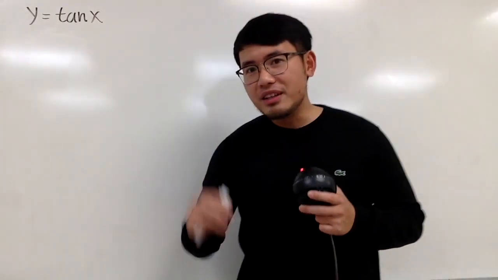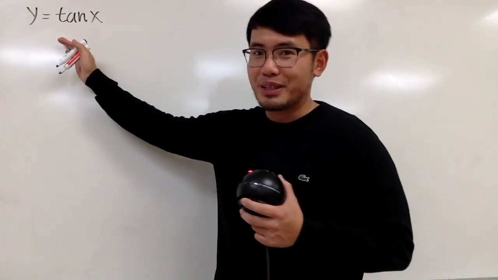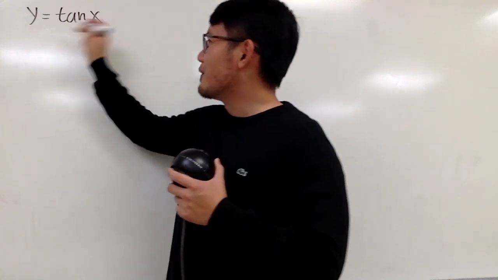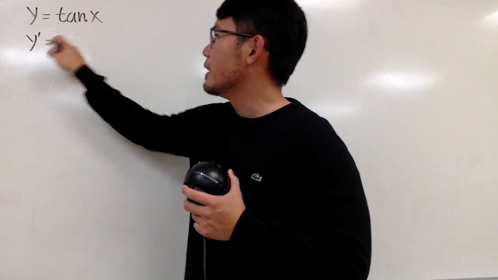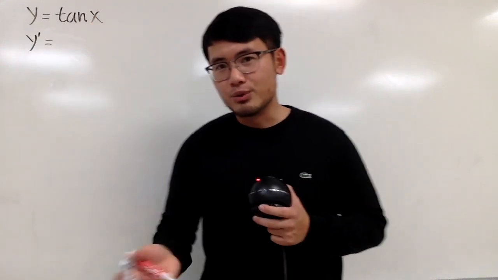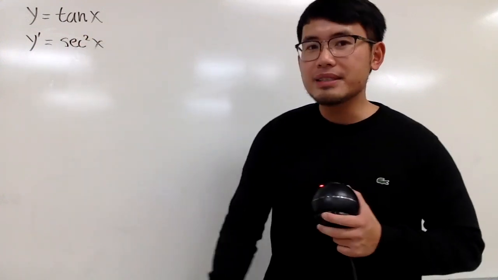Okay, we are going to find the third derivative of tangent x. So let's get to work. We just have to differentiate this 3 times, all right? So first of all, I will just write down the prime notation for the first derivative. y prime is equal to the derivative of tangent x. Of course, you have to know that is going to be secant squared x, right?